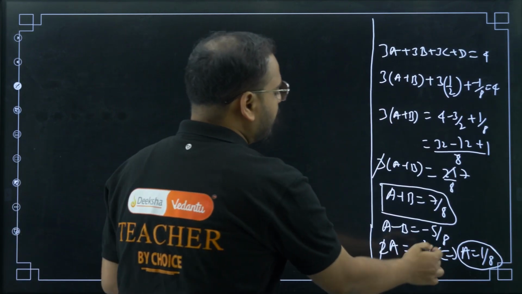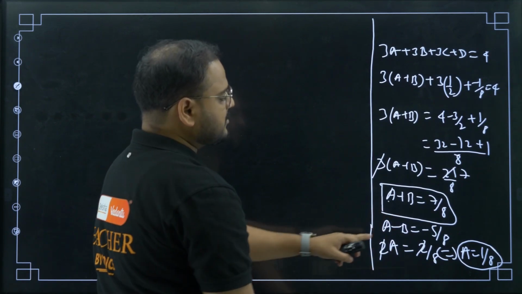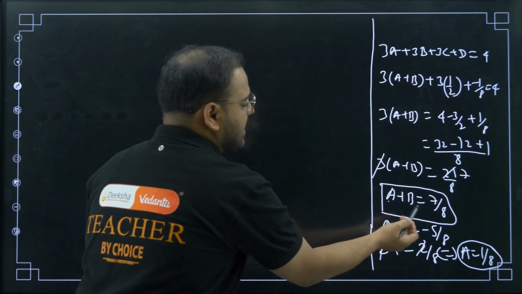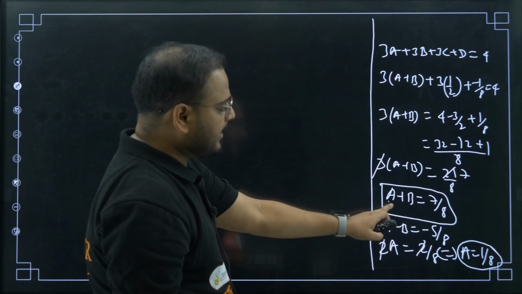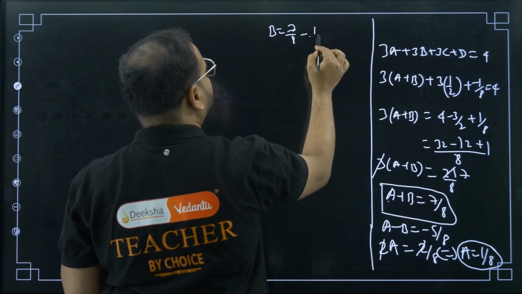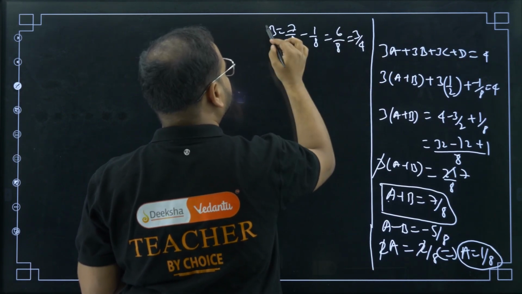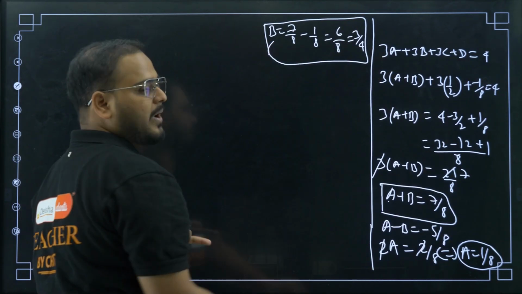Alright, so if I know a, can I find b from here? Because a plus b is 7 by 8, and a is 1 by 8, so b will be 7 by 8 minus 1 by 8. How much is that? 6 by 8. How much is that? 3 by 4. So b is 3 by 4.